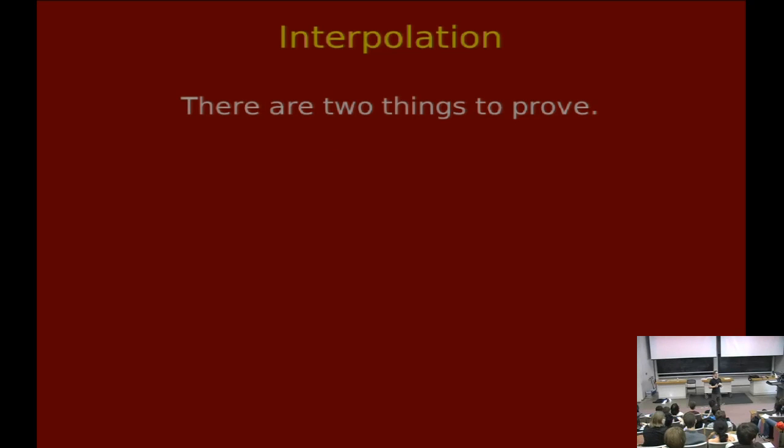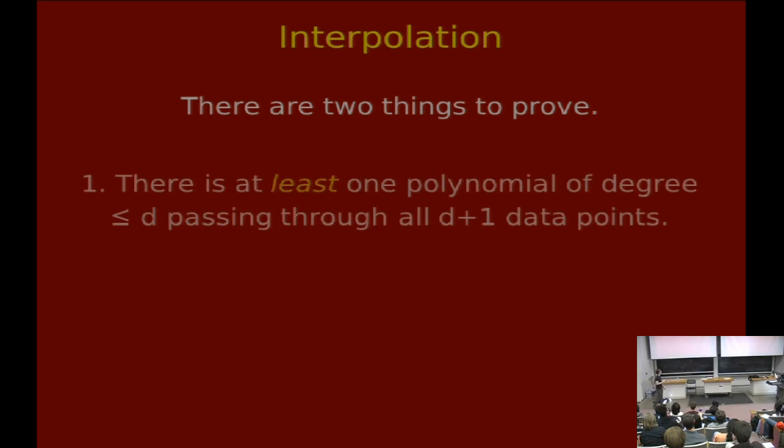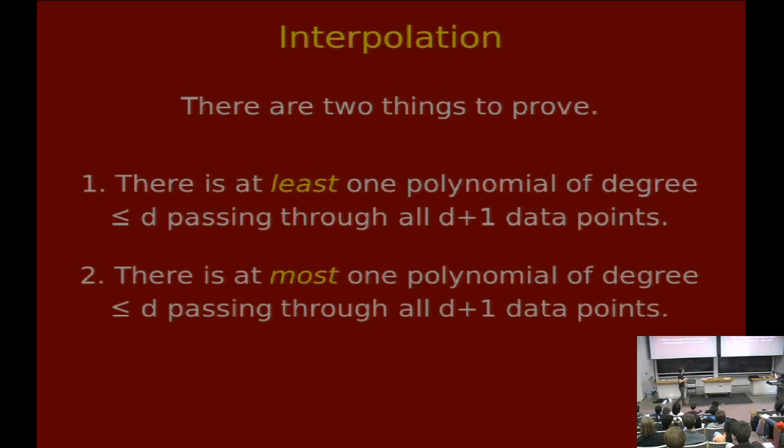Somebody put up their hand. Yes, there's at least one polynomial, and also there's at most one polynomial. OK, so this is existence, and this gives you the uniqueness. Actually, number 2 is easier, so we're going to do number 2 first.